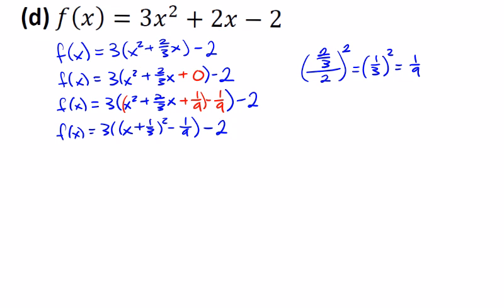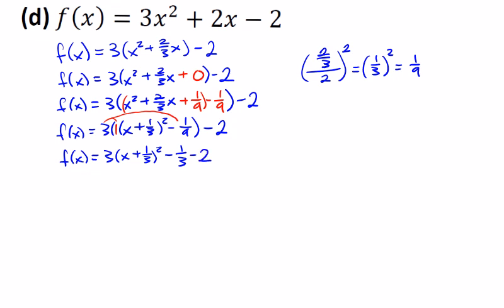We still need to go back and redistribute the 3. There's the implied coefficient of 1 in front of x plus 1/3 squared, and then we'll also have to multiply to the negative 1/9. So the result of that distribution should be 3 times x plus 1/3 all squared minus 1/3 minus 2.